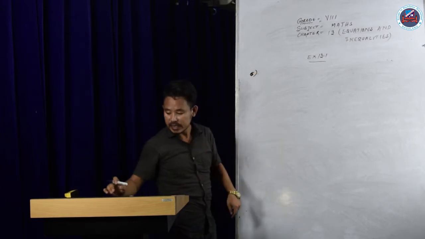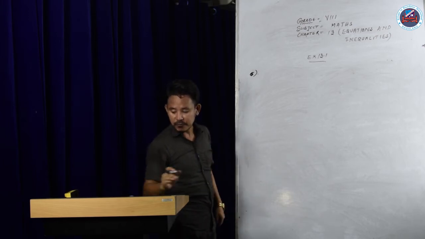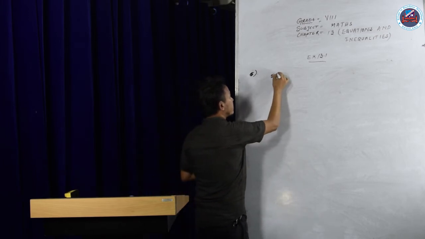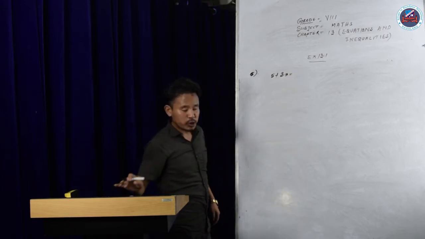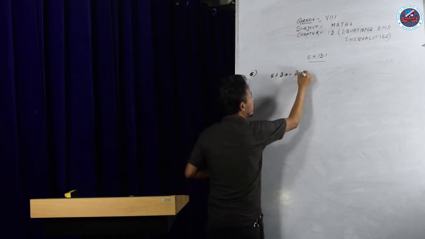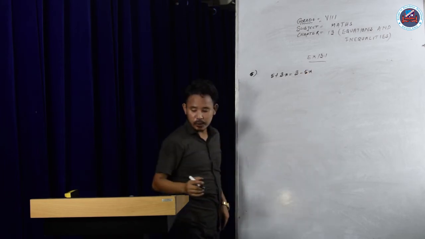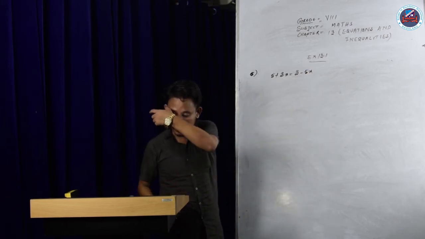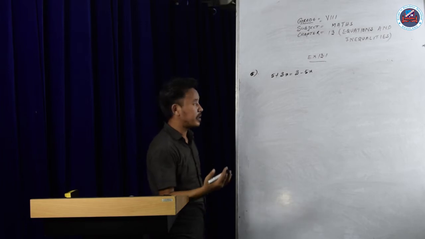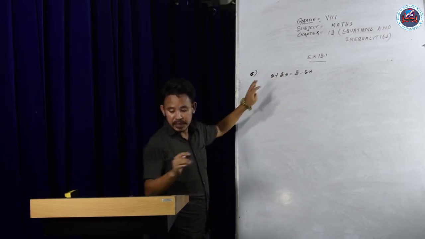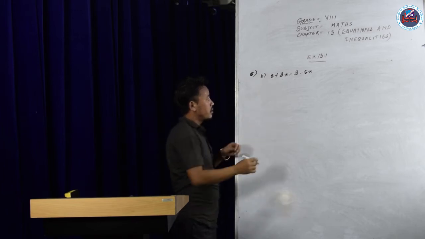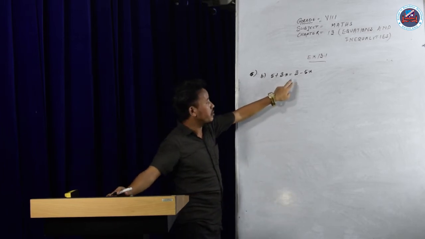So question number 6, I'll be doing B. There is 5 plus 3x equals 3 minus 5x. The same thing here, just like question number 4, we are asked to solve the equation and also to check the answer. So once again, let's recheck the question. Number B, 5 plus 3x equals 3 minus 5x.